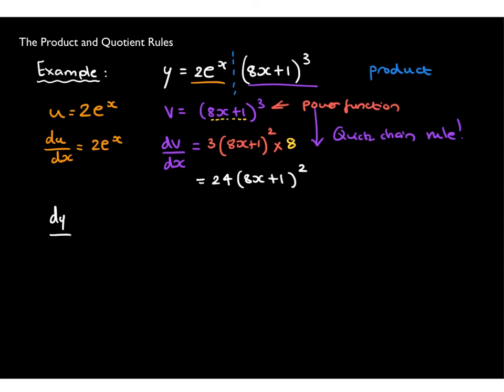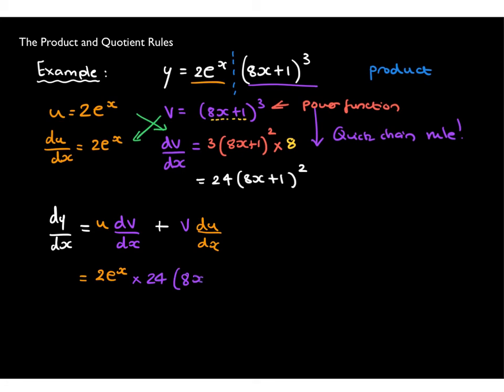So dy/dx, remember, is equal to u multiplied by dv/dx plus v multiplied by du/dx. So again, you're looking for these cross pairs here. Let's put everything together. So we have 2e^x multiplied by 24(8x+1)^2 plus (8x+1)^3 multiplied by 2e^x.